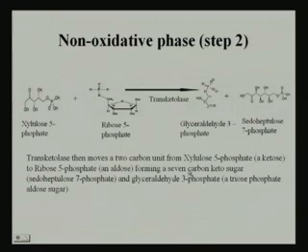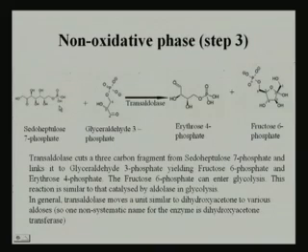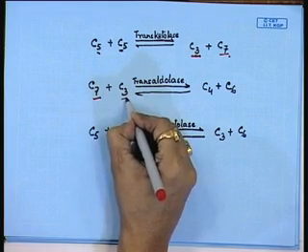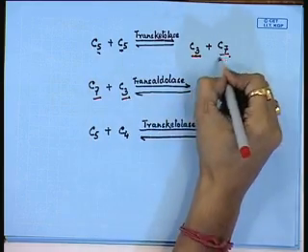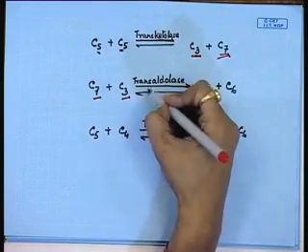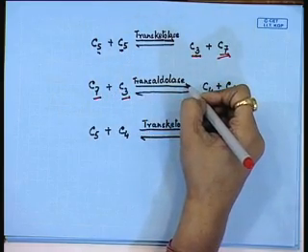Now, in the third step, what is happening? This 7-carbon sugar and this 3-carbon sugar produced in this step undergo a transaldolase reaction.